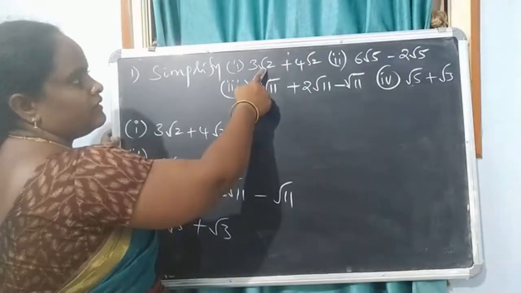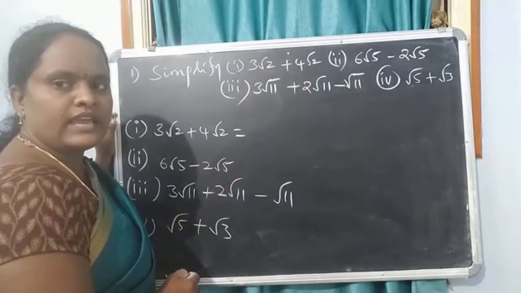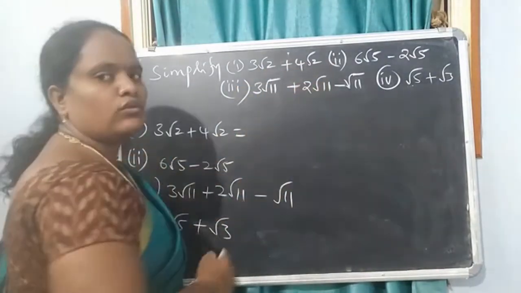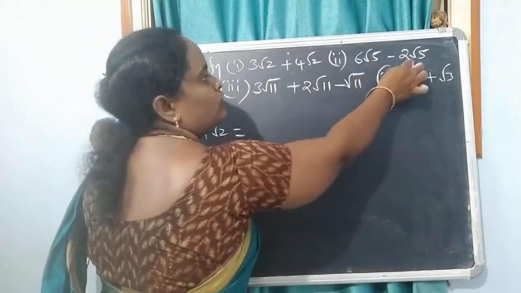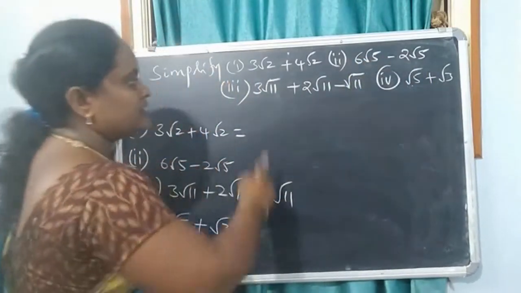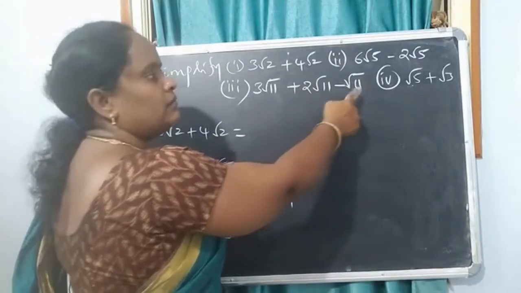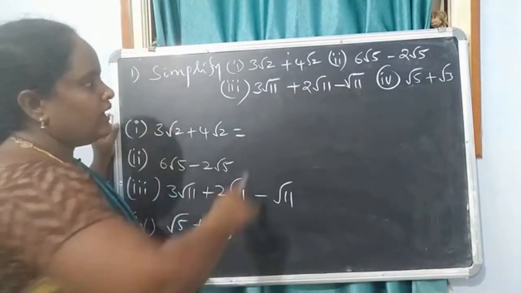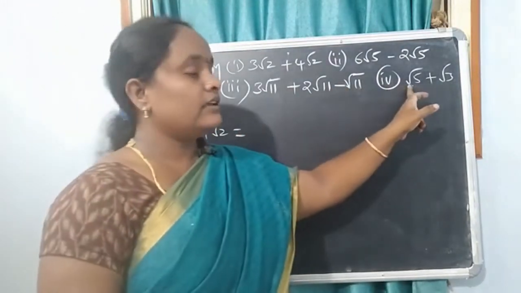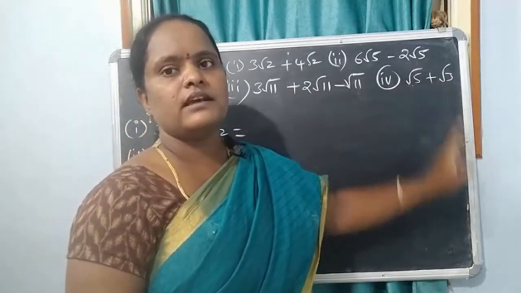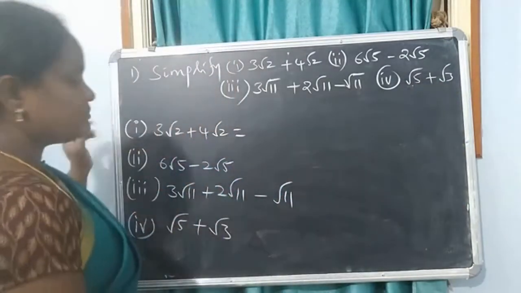If we observe, in the first question root 2 and root 2, the same irrational number is there. In the second question, root 5 in both of the 2 terms. Here 3 terms are there: 3 root 11 is one term, 2 root 11 is one term, and minus root 11 is the third term, and in all of them root 11 is there. But in the fourth one, 2 different numbers are there, root 5 and root 3. So let us observe how to do this problem.